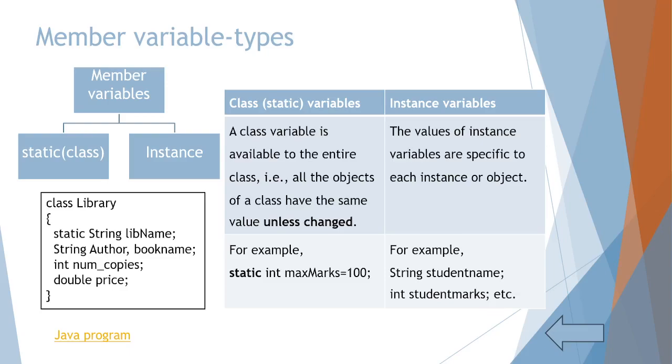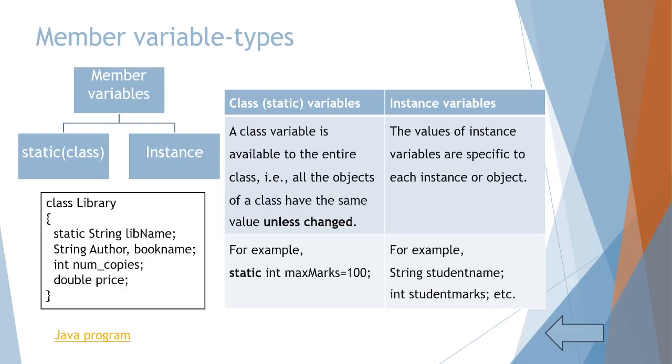Now, instance variables. The values of instance variables are specific to each instance or object. Apart from library, if you take student, every student's name is different. Even if they are the same, their age is different, their father is different. So every object is different and the values will be different. So if we want to store different values for each object, then we declare instance variables.